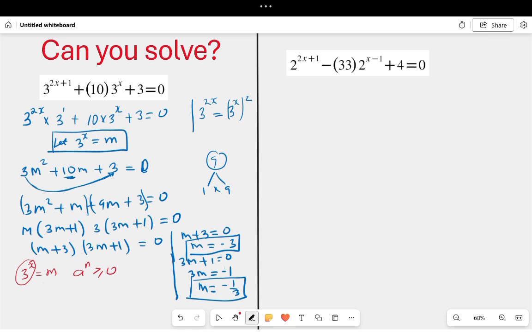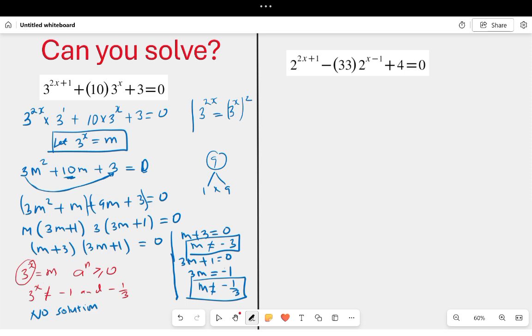But in this case, we are getting negative 3 and negative 1 over 3 for 3 to power x, which is not possible. Therefore, we can conclude these two are not the right answers. And therefore, we can say in this case, there is no real solution.